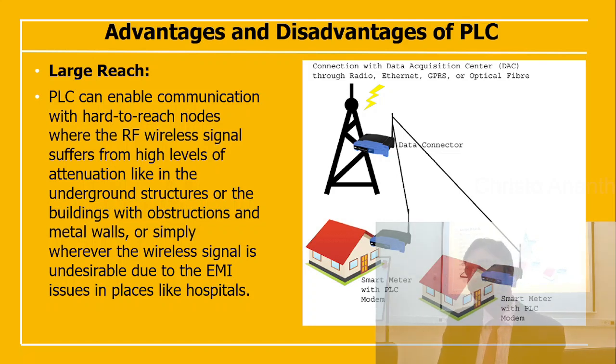With PLC, power line communication, you can enable communication with hard to reach nodes as well, where the RF wireless signal suffers from higher levels of attenuation, like underground structures, buildings with obstructions, or metal walls. So there we are enjoying the advantage. Here the wireless signal is also undesirable because of the EMI issues in hospitals. So that is the advantage.